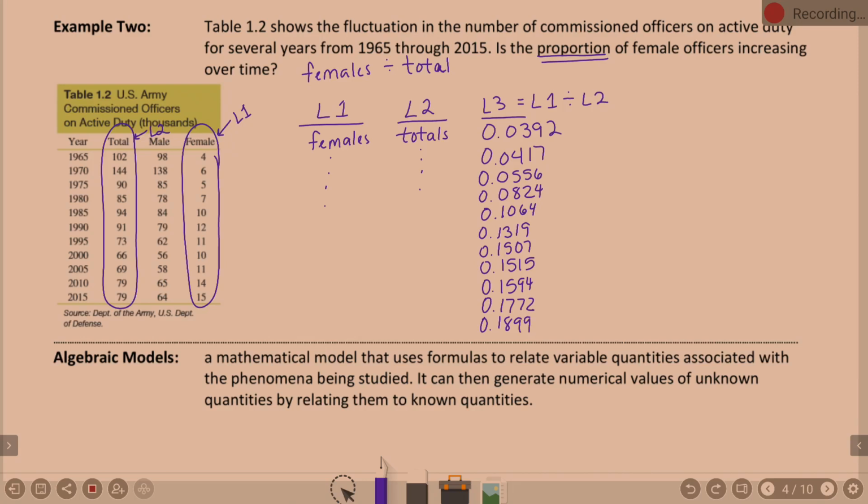0.1899. Okay, so our question was, is the proportion of female officers increasing over time? And I'm going to say, yes, it is, as shown in L3. Okay, and also, as we talked about, we could change each of these into percents, couldn't we? Like that top one being 3.9%.